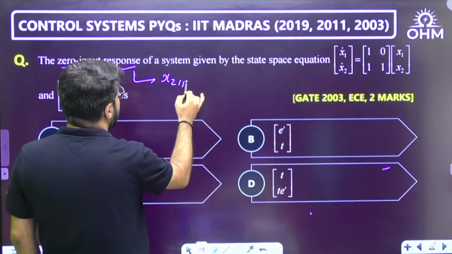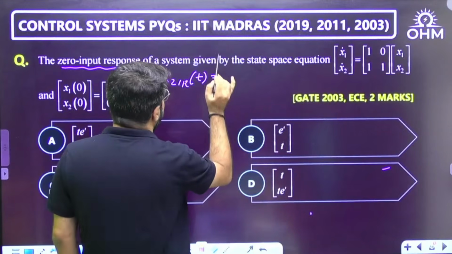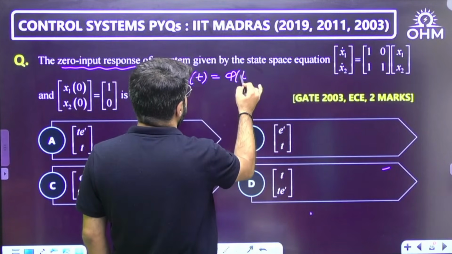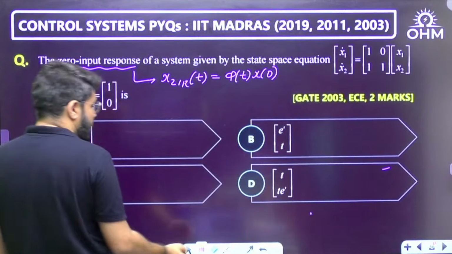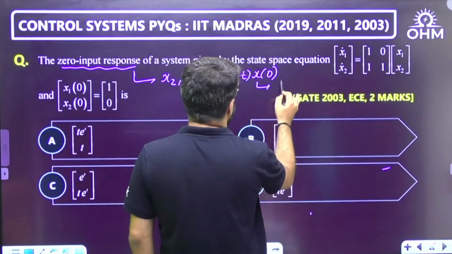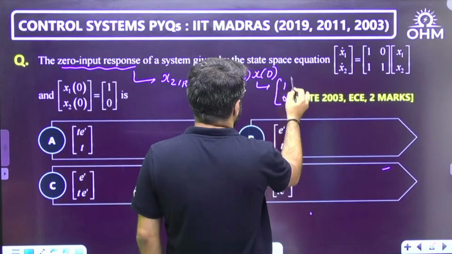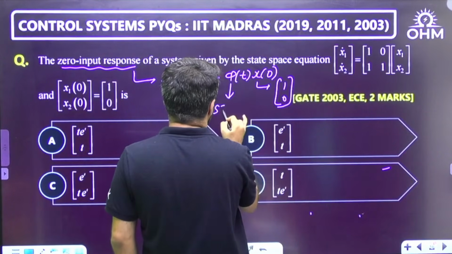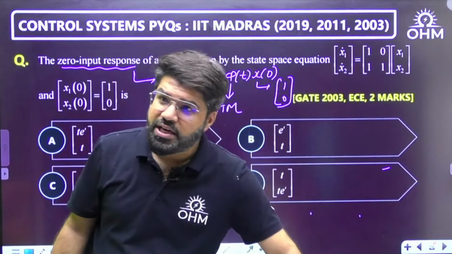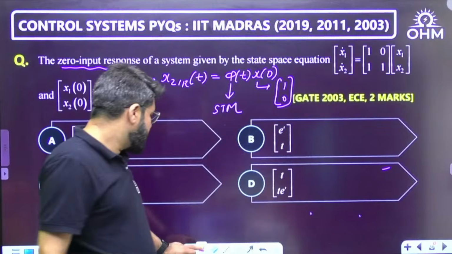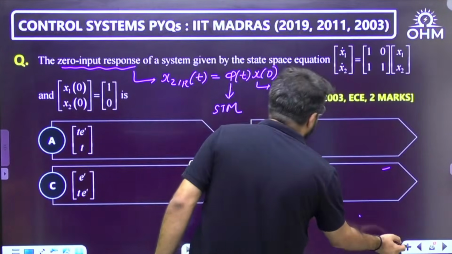And what is x ZIR(t)? The x ZIR(t) is given by phi(t) multiplied by x naught. x naught is the initial state given, x1(0), x2(0) given as 1, 0. This is your state transition matrix. We had some question and discussion on state transition matrix also, right? How do we find the state transition matrix for this?